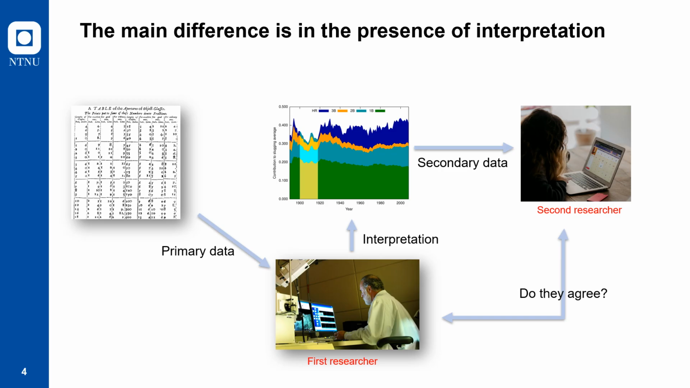This is why it is important for our research that we distinguish between primary and secondary data, and that we strive to document as well as possible how and who has interpreted the data before us. This is because the validity of the secondary data and its relevance for our own research depends on the first researcher and his interpretation.